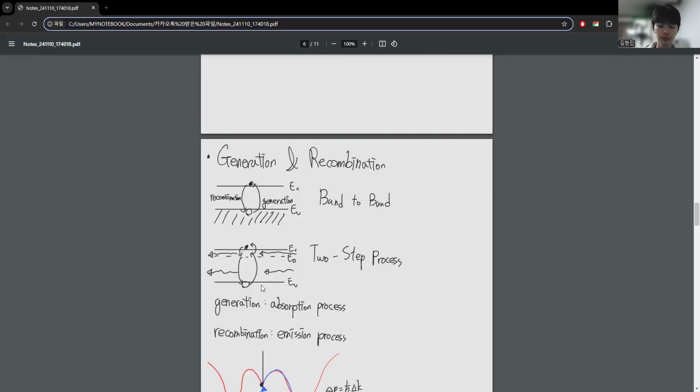And in generation, the electron absorbs energy, so generation is an absorption process. But in recombination, the electron emits energy, so recombination is an emission process.